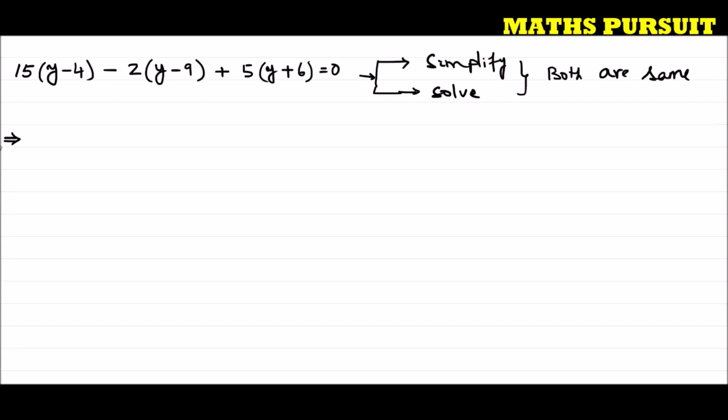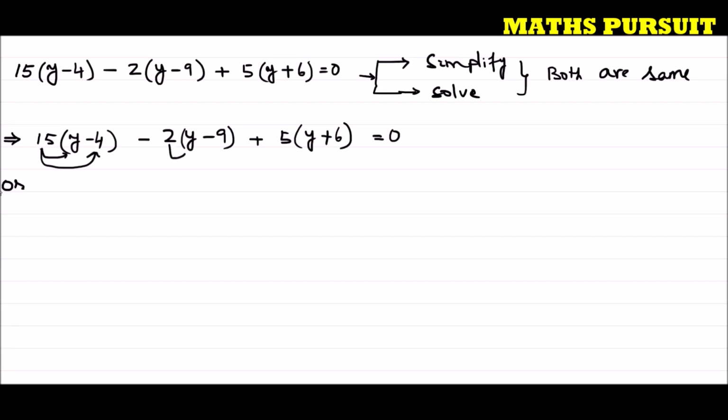So let us see. Question has given us 15 into y minus 4 minus 2 into y minus 9 plus 5 into y plus 6 is equal to 0. Now let us multiply. That means we are going to multiply this 15 to y first and then this 15 to 4. Similarly 2 to y and then 2 to 9. Similarly 5 to y and 5 to 6. Let us do those things first.